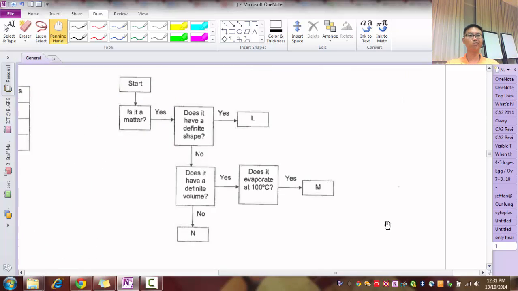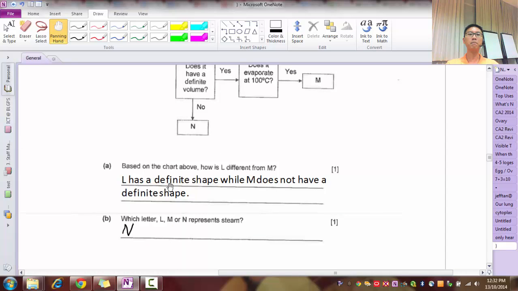Now question 38. How is L different from M? Let's look. Is it matter? Yes. So both L and M are matter, so that's the same. Does it have a definite shape? Yes for L, no for M. So this is the thing that differentiates L and M. Not this. Does it have a definite volume? L doesn't have this question asked. So L and M both have this question asked, and one has yes, one has no. So that's the property that differentiates L and M. L has a definite shape while M does not have a definite shape.